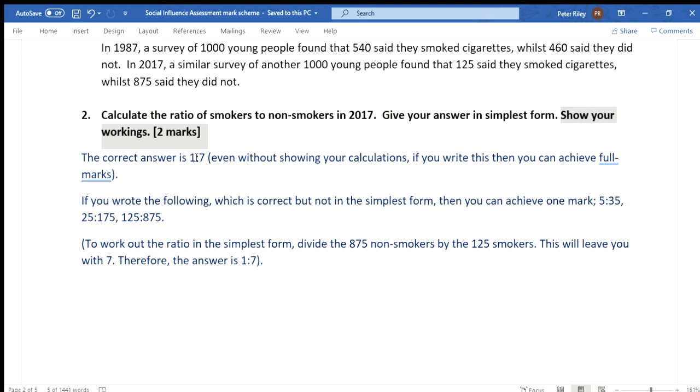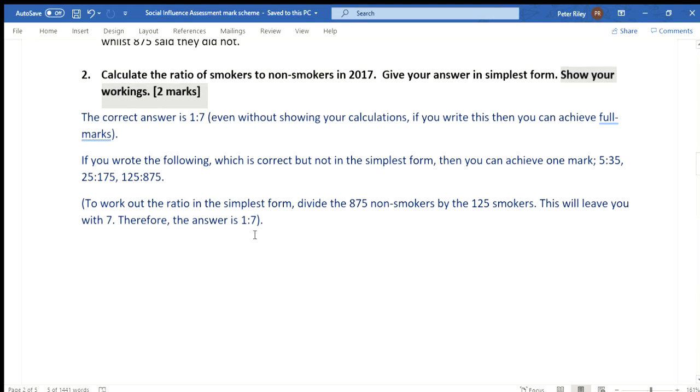If you show how you work this out to the examiner, it kind of guarantees that you'll get full marks, just in case one time they do change that. If you have written one of the following, which is a correct ratio but not in the simplest form, you can achieve 1 mark. So if you've said 5 to 35, 25 to 175, or 125 to 875, which is just literally using the numbers from the source, then again you can score 1 mark.